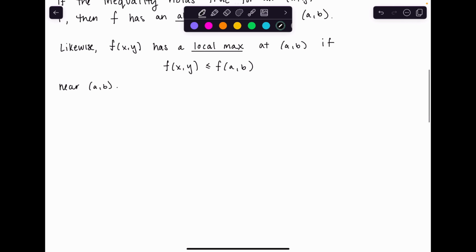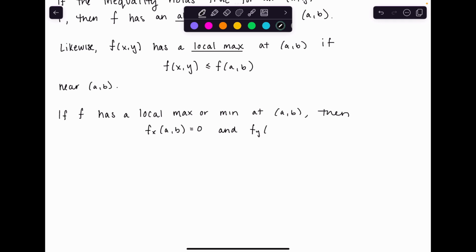So to give you just a visual as to what's going on, if f does have a local max or min at the point (a, b), then we're going to be able to say the partial derivative with respect to x evaluated at that point is 0, and the partial with respect to y evaluated at that point is equal to 0.